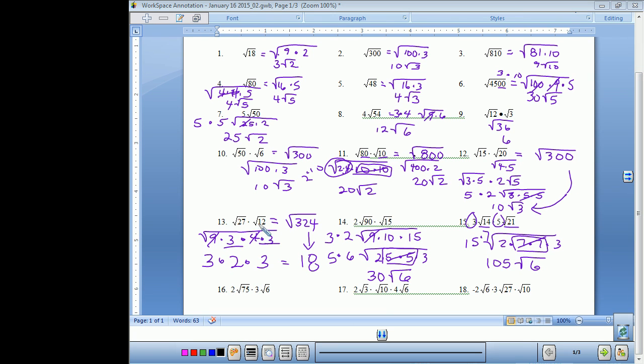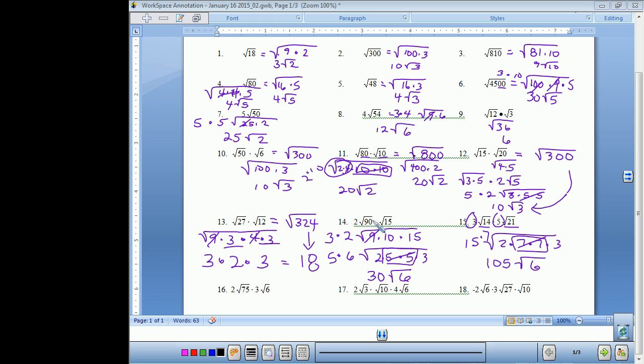On the next row, I did it both ways. This one I factored first. I could take the square root of 9, it is 3. I could take the square root of 4, it is 2. And then I'm left with the 2 3's, so I get another 3. Or we can multiply it and get 324, and the square root of that is 18. Either way, we get 18.